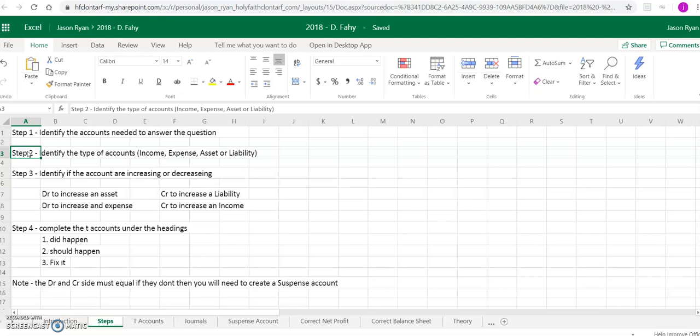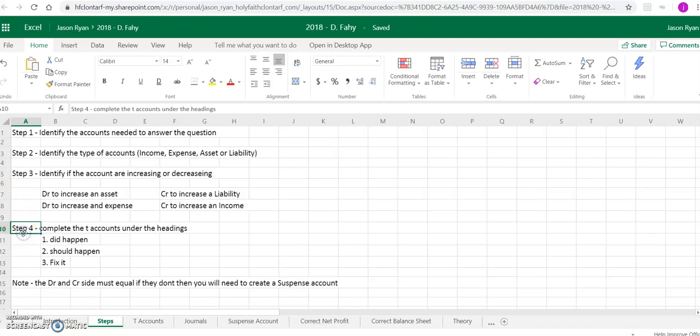So we know to increase an income, we credit. To increase an expense, it's a debit. To increase an asset, it's a debit. And to increase a liability, it's a credit. And it's the opposite then to decrease. So to decrease your income, it's on the debit side. Decrease your expenses on the credit side. Decrease in assets on the credit side. And decrease the liabilities on the debit side. And that's your step number 3.